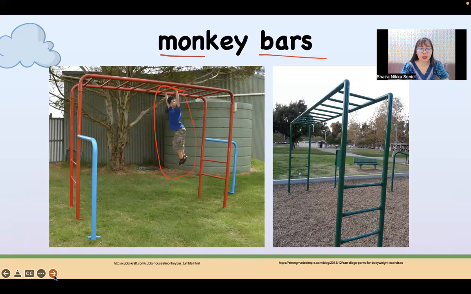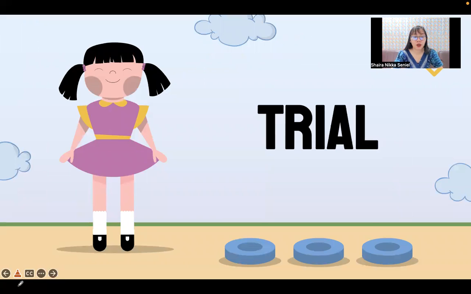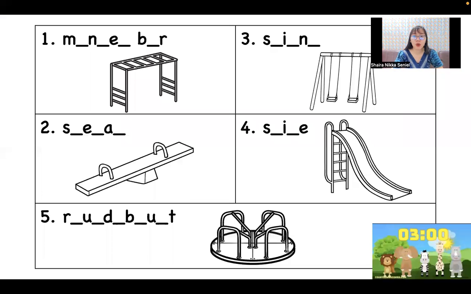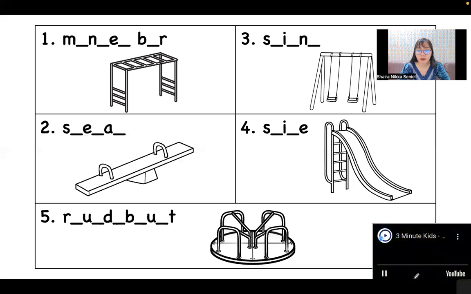Monkey bars. Okay. So now we will have a trial. Now what you are going to do is I need you to complete the words by writing the missing letters. Okay, are you ready? Okay, let's start. 3 minutes.